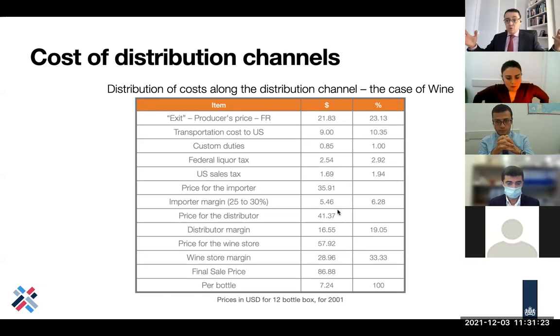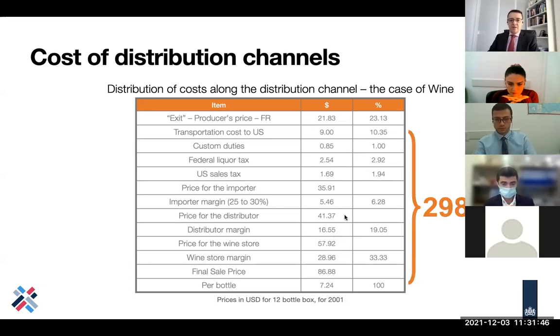Why? Because the US is huge. And particularly on wine, yes, wine may come in through, say, the port of New York, but then if it's going to be sold in Colorado or Washington State, it's got to go across the country. It's a long distance, and you need intermediaries to take the wine and put it somewhere. So that's why you need a distributor who will charge that much. And then, of course, to the wine store, to the retailer, the price is $57.92.